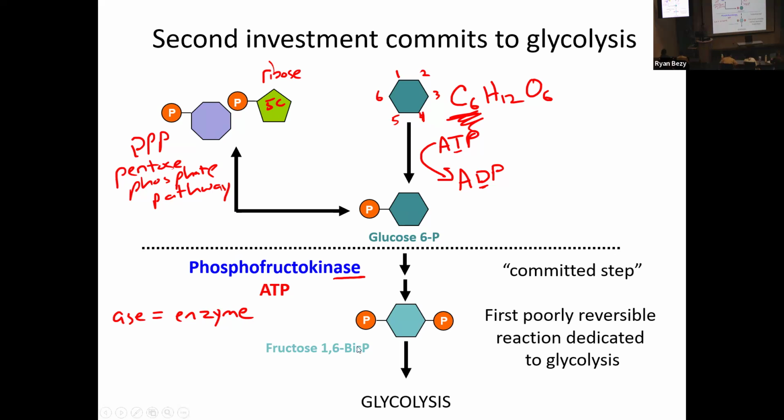Now, with fructose 1,6-bisphosphate, you're spending another ATP. So you're spending one ATP to make glucose 6-phosphate. You're spending a second ATP to then end up making, through a couple chemical steps, fructose 1,6-bisphosphate. Fructose 1,6-bisphosphate always goes into glycolysis.